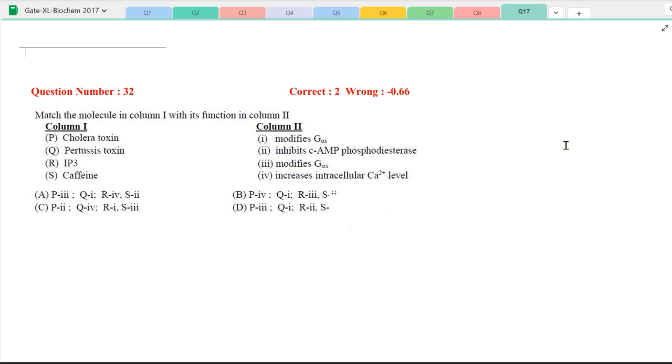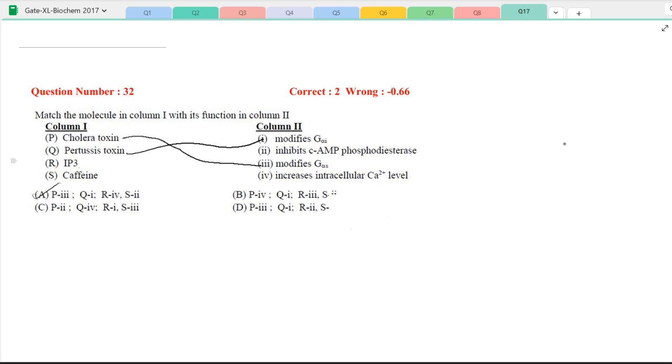So match the molecule in column 1 with its function in column 2. So here the correct option is option A. So here cholera toxin basically modifies the stimulatory G alpha in the G protein, GPCR, and the pertussis toxin, which is Q, modifies the inhibitory G alpha.